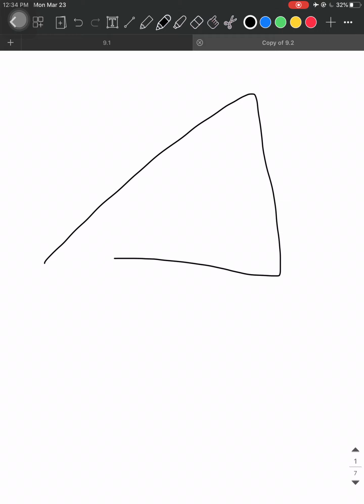Hi class. Last time we learned how to solve a right triangle. So let me first start by drawing a right triangle like this. Well, we have a right angle right here. As for labeling the angles, we call this one A, B, and this one C. And remember, in a right triangle, angle C is always the right angle.